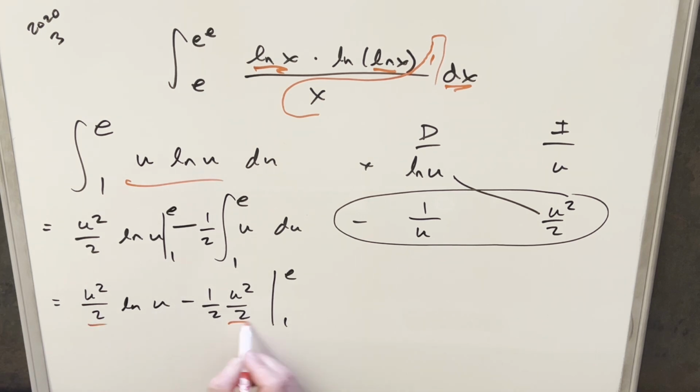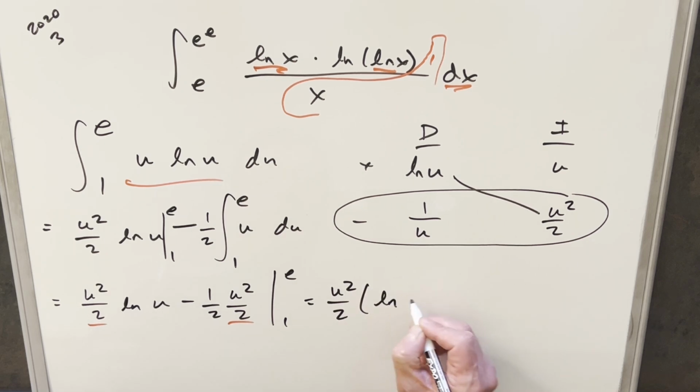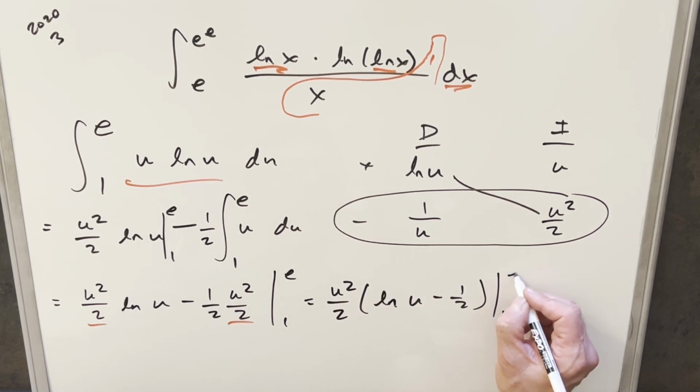But since we have this u squared and 2 in common, I think I'll just factor that out before I evaluate. So let's do this. We'll have u squared over 2 here. This is going to become ln u minus 1/2. And we're evaluating from 1 to e.